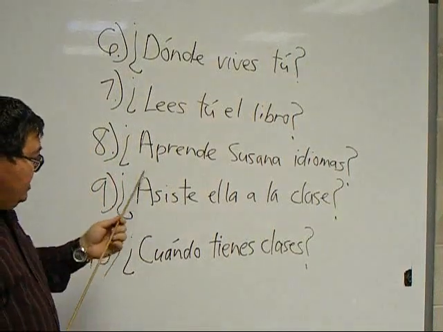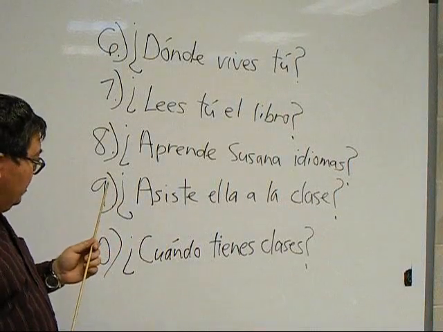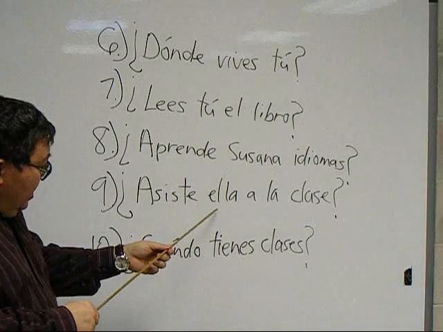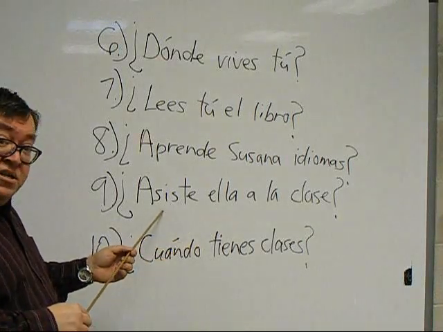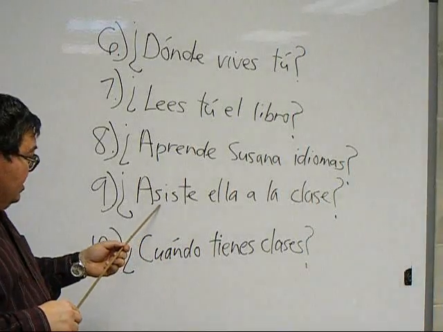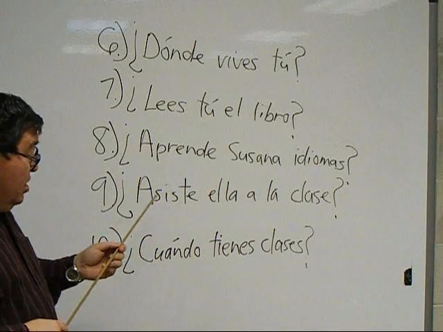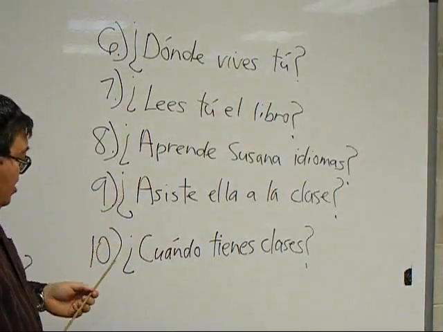Number 9. Asiste ella a la clase. It seems like we're still talking about Susan from the previous question. Does she attend the class? And since, again, I'm asking about someone else, your answer would use the same verb form as is in the question. Yes, she attends class, or no, she does not attend class. And again, if you're saying she doesn't, you have to put the second no right before asiste in your answer.